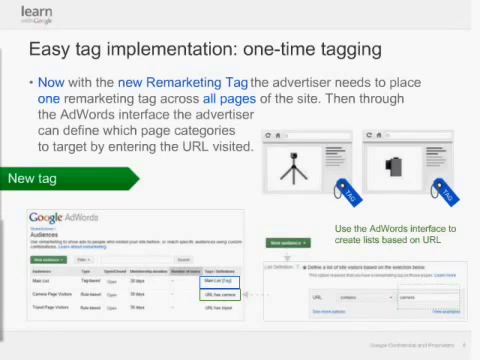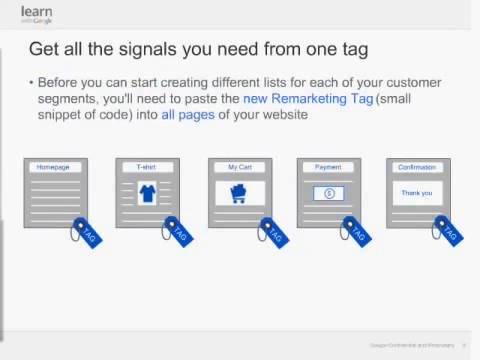So now, to sum it all up, you can get all the signals that you need to create powerful marketing campaigns from one tag. That's why we really recommend, before you even start creating different lists for each of your customer segments, that you paste the new remarketing tag, which is a small snippet of code that we recommend you put into the footer of your website and across all of these pages. So now we basically removed the handcuffs from you understanding what kind of visitor behavior is going on and not being able to remarket to them, by saying, okay, now you can place one tag across your entire website, and now you can build a list based on the home page, T-shirt pages, confirmation cart pages, or even payment pages.